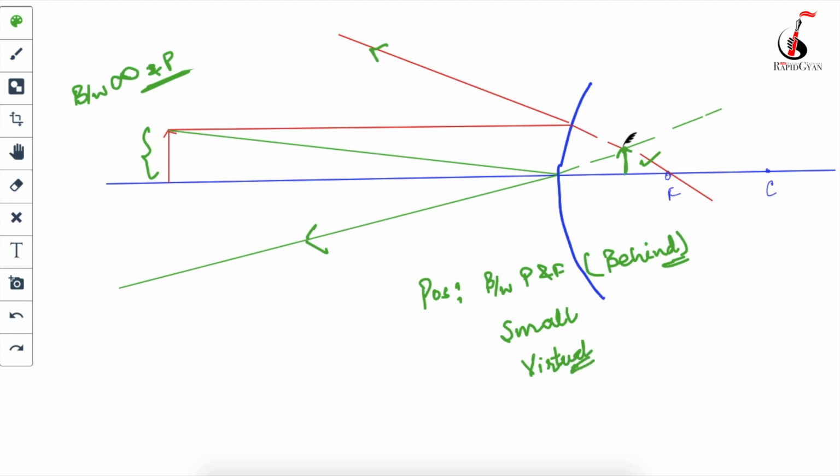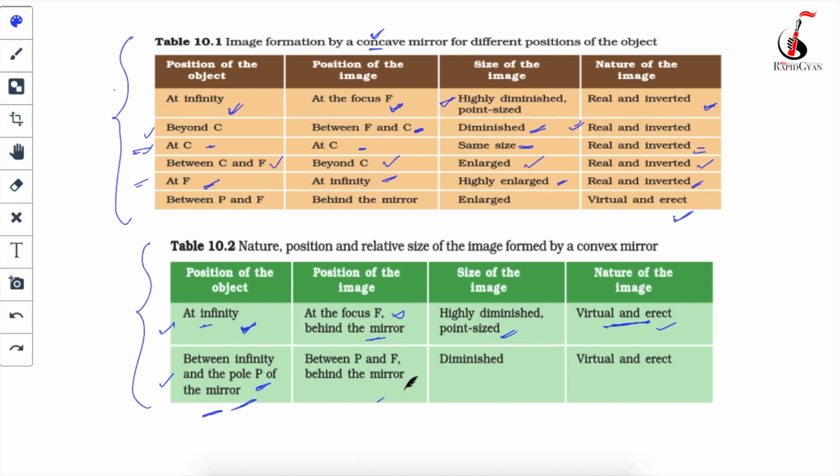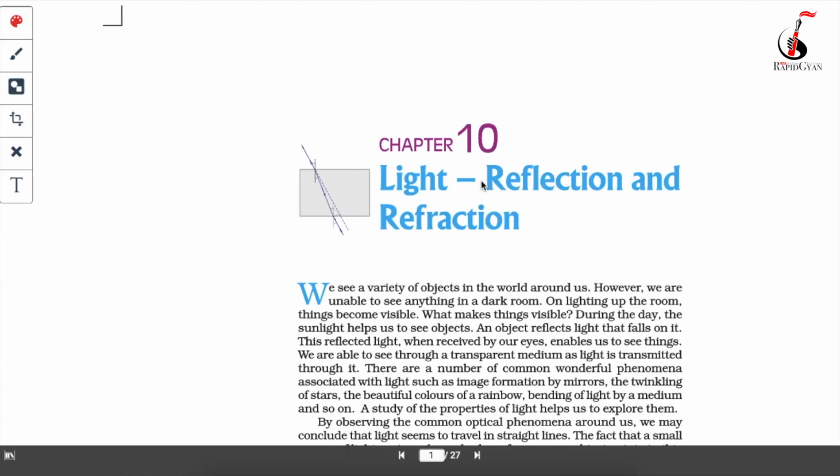Okay, and of course this is erect. So these are the properties. So check here, it's between P and F. Size is diminished, means small in size, virtual and erect. So hope you guys understand this. There are 6 cases in case of concave mirror and there are 2 cases in case of convex mirror. Let's check and solve a few questions if it's there in your book.